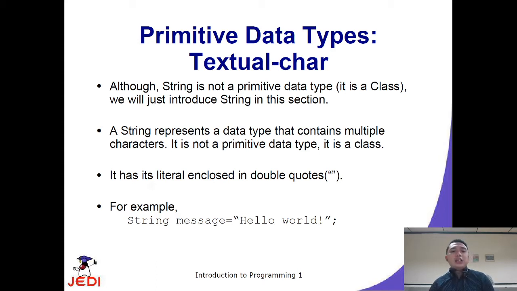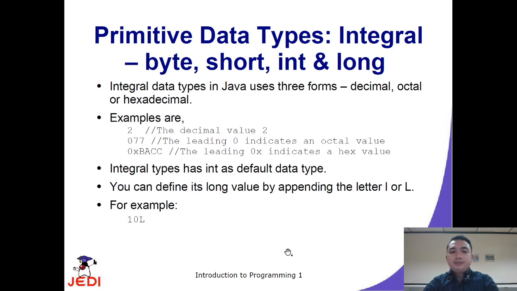For example, String message equals "Hello World!". Take note, the entire string, from H to the exclamation point, is the entire string, which is multiple characters, and it must be enclosed in double quotes. And this is the String class. Again, it's not a primitive data type, it's a class. We just use an object variable representing the string, and it is assigned to a location for the Hello World string literal.